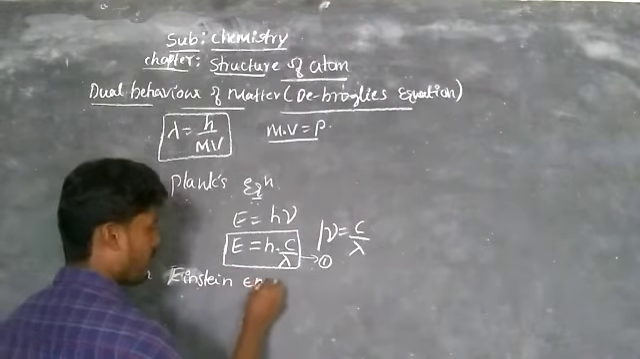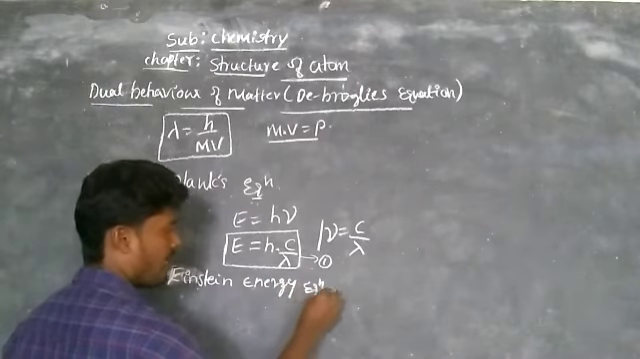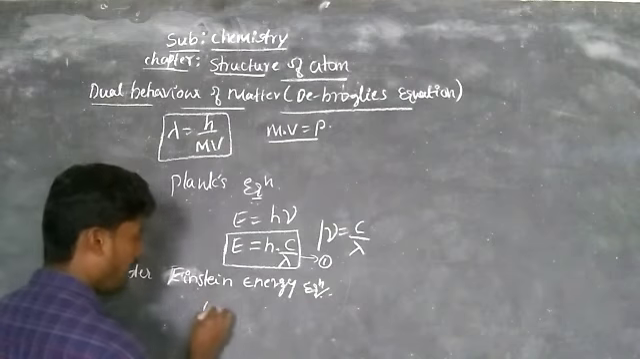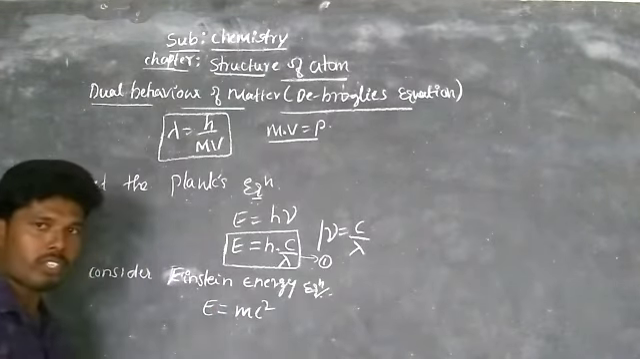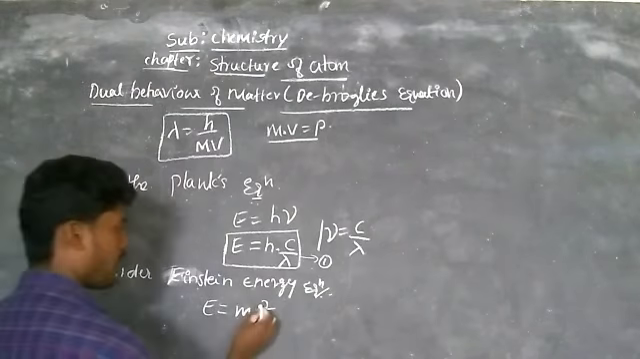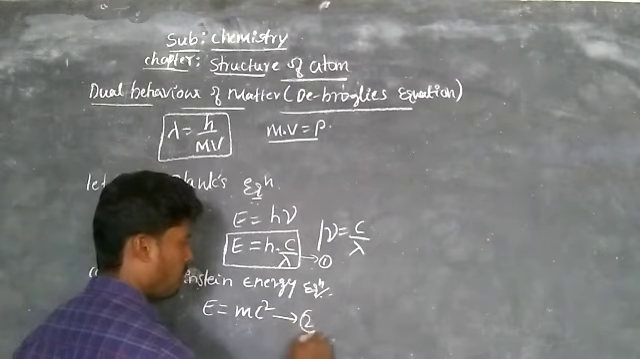Einstein energy equation, that is E is equal to mc square. This is the Einstein energy equation method, that is E is equal to mc square. Now compare these two. Let's take this as equation 2.